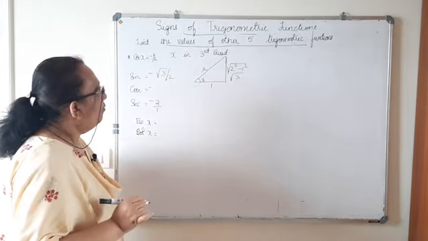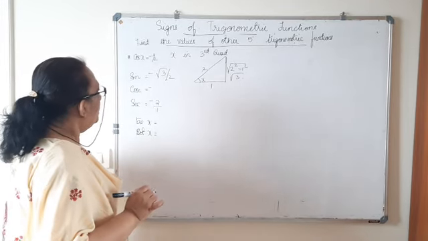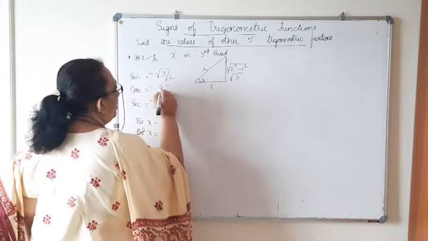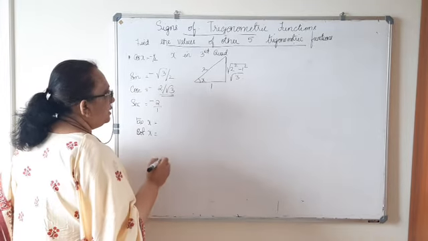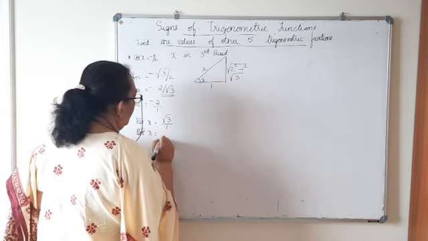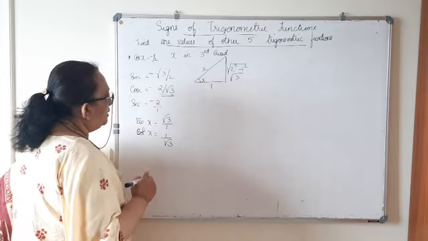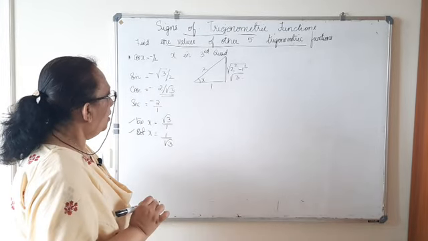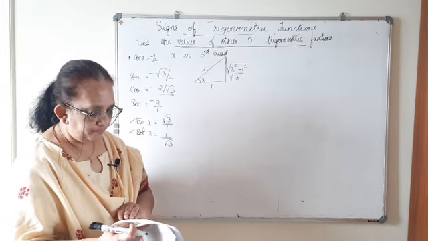So you may think, why have I put a negative sign? Because in the third quadrant, sine is negative. Sine is negative means cosecant is negative. Cosecant is a reciprocal, so that will be minus 2 by root 3. What is tangent? Tangent is equal to opposite side by adjacent side, and cotangent is equal to adjacent side by opposite side. And in the third quadrant, tan and cot are positive. So the rest of the trigonometric ratios are negative. This is how you get the value.